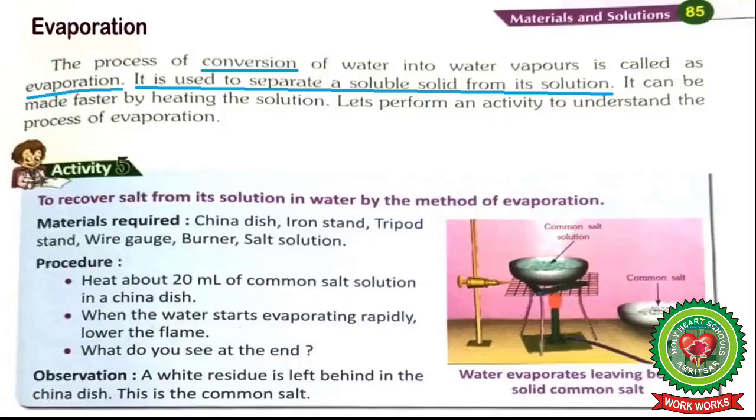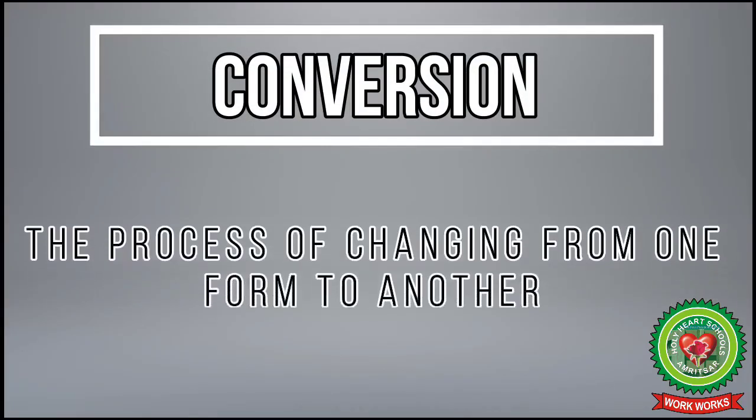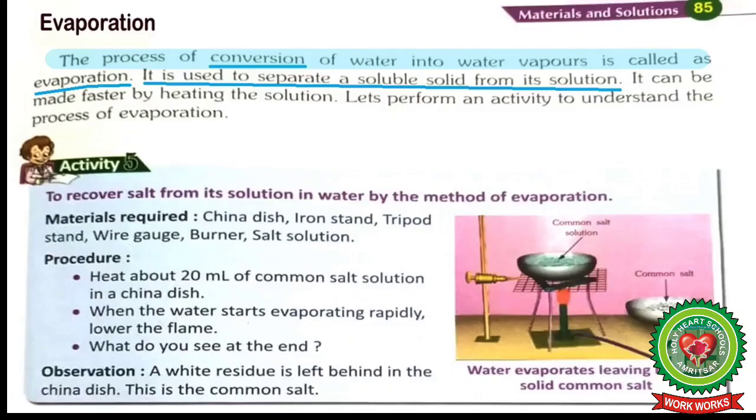The process of conversion of water into water vapors is called evaporation. Underline the word conversion and write down its meaning, the process of changing one form to another. Students, mark the definition of evaporation in your book. This is the method that is used to separate a soluble solid from its solution, and evaporation can be made faster by heating the solution.